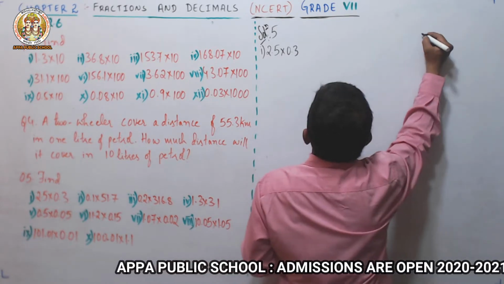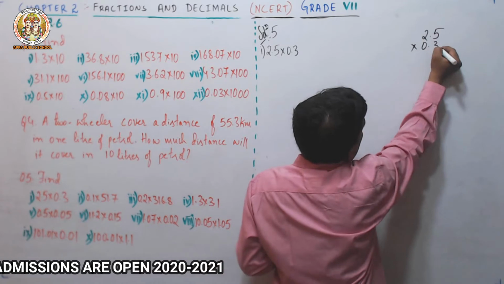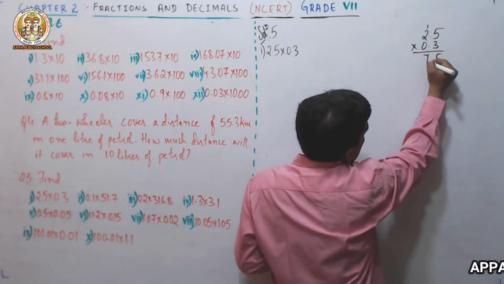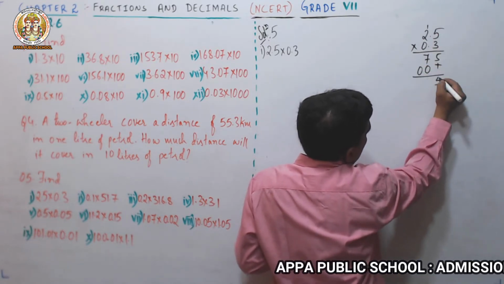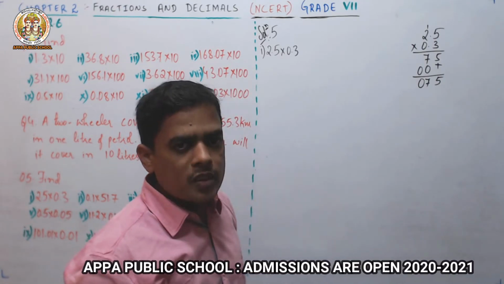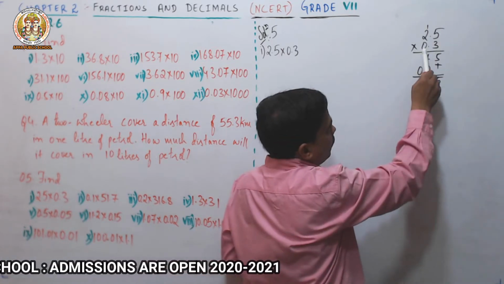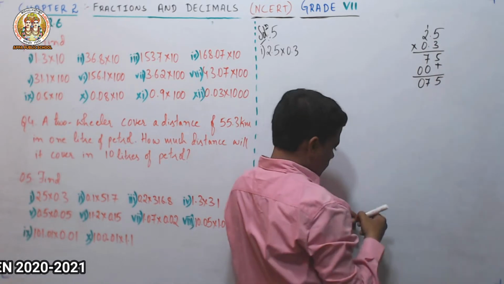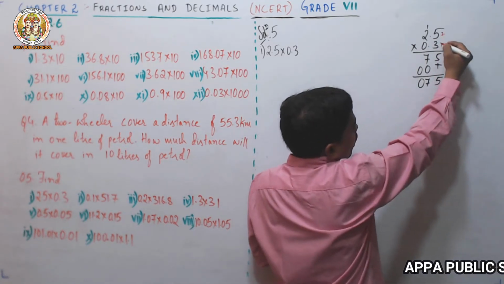See here. That is, the question is 2.5 into 0.3. Okay. 5 3s are 15. Carry 1. 3 2s are 6 plus 1 7 plus 5 zeros are 0. 2 zeros are 0. 5 7 0. Now how to place a decimal point? How to place a decimal point is, so what you have to do? After decimal point one number is there. Here after decimal point one number is there. So how many numbers are there after decimal point? This will be the first number and this is the second number. So totally how many numbers are there?